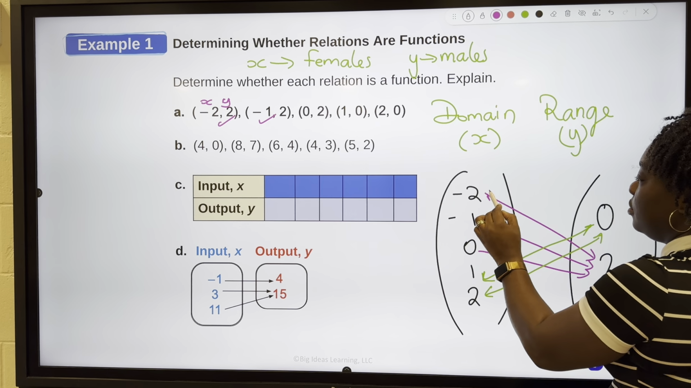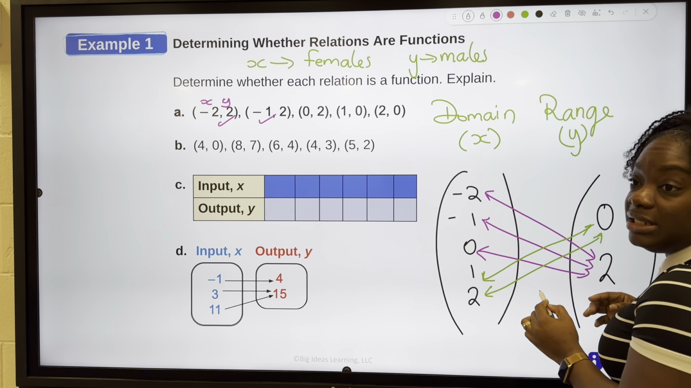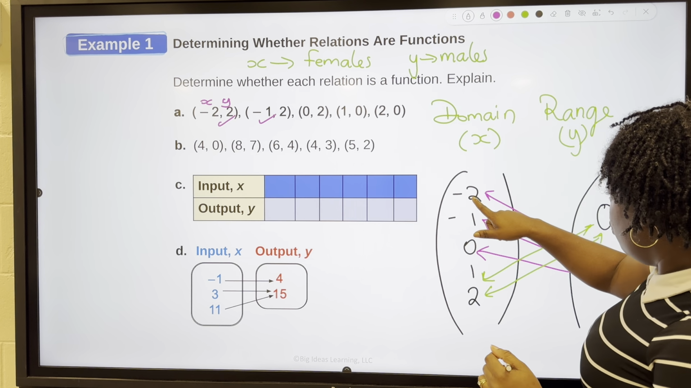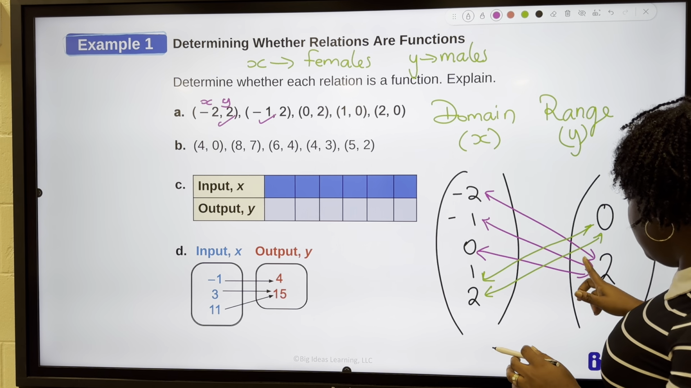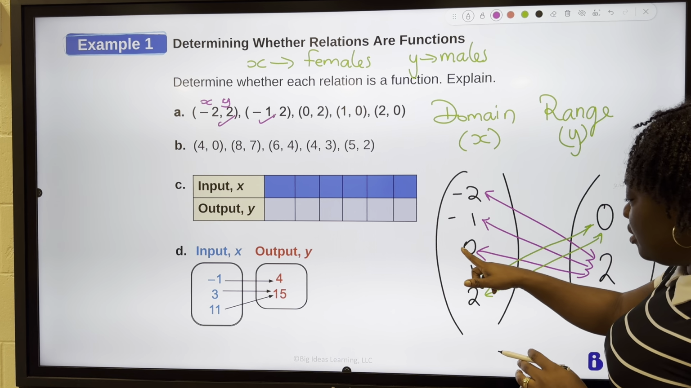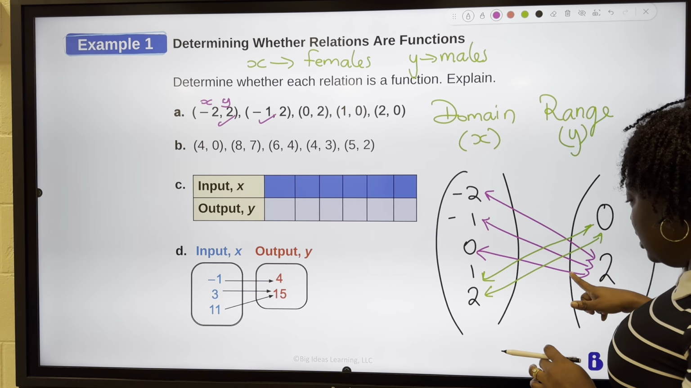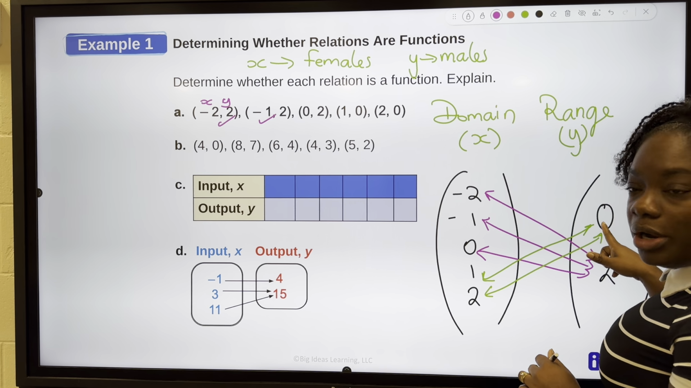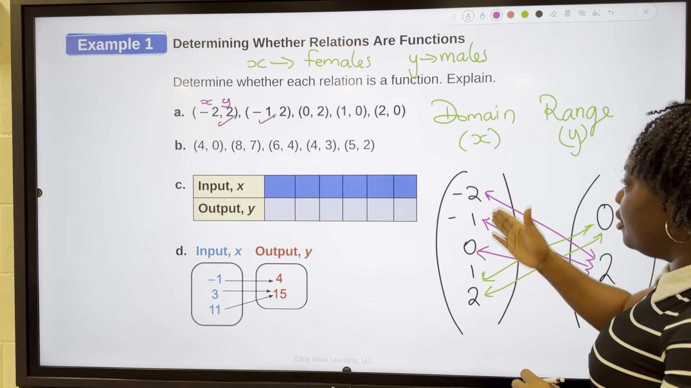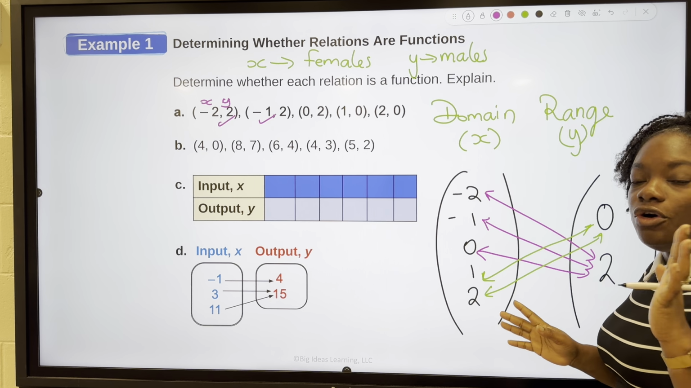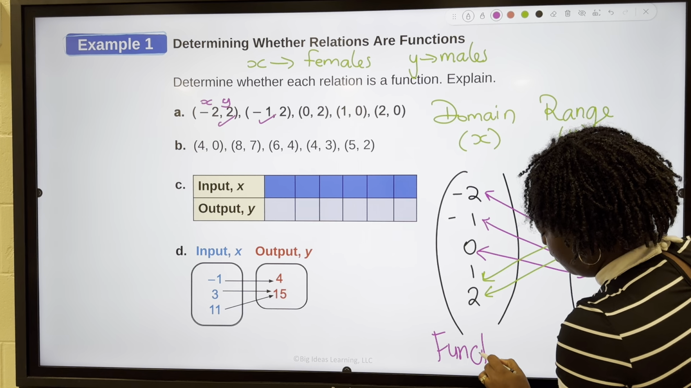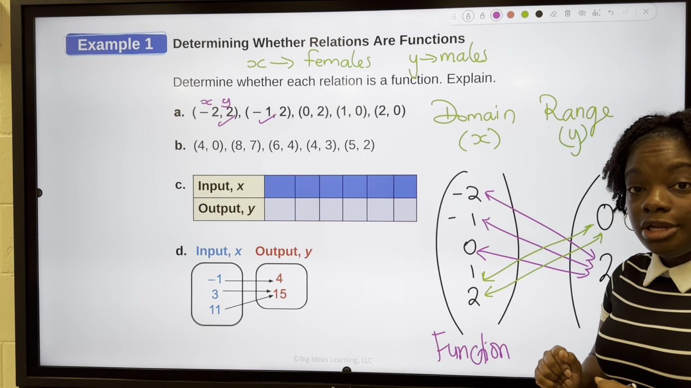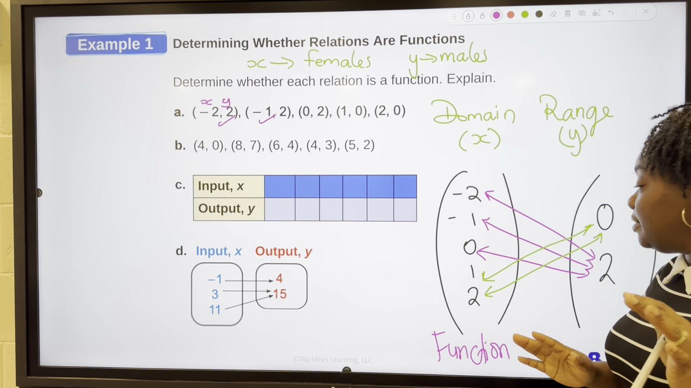All right, so let's examine that. 2, this female right here only has one partner. This female here has only one partner. This female also only has one partner. This one, one partner. That one, one partner. So all the females have only one partner, so that makes it a function.